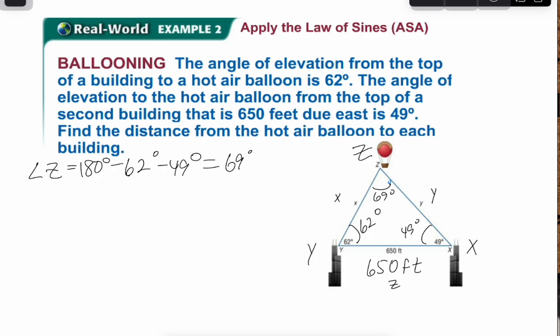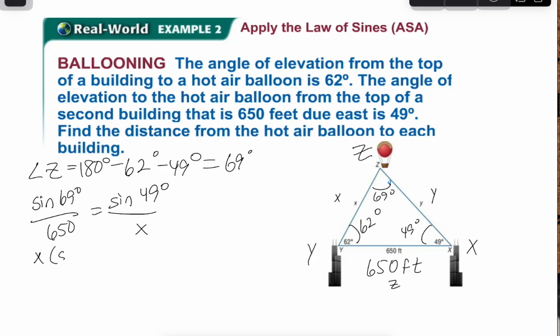So think about the pair we know. For the law of sines, it's sine of Z over Z. So the one we know is that 69 degree and 650 feet pair. So that's one we're going to use 2 times to find X and Y. Let's start with X. I know that the sine of angle X, which is 49 degrees over X, is going to equal that Z over Z. Okay. So now it's just a matter of solving.